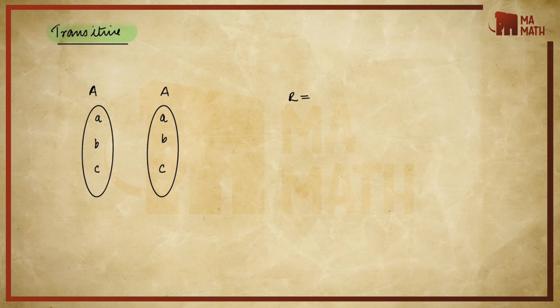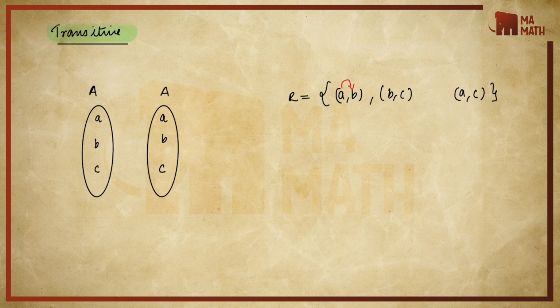Now a transitive relation is basically a mapping between two identical sets. So here we have A and we have another set A. Both are identical and they have elements a, b, c. Now a transitive relation basically says if we have (a, b) and (b, c), then (a, c) must exist.